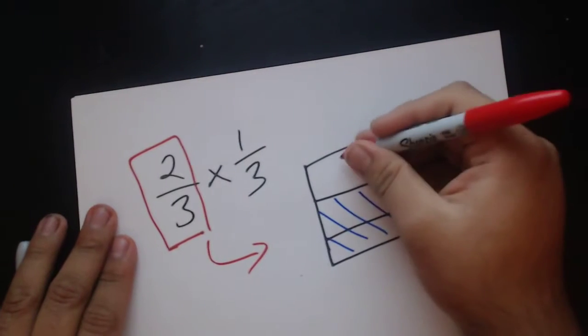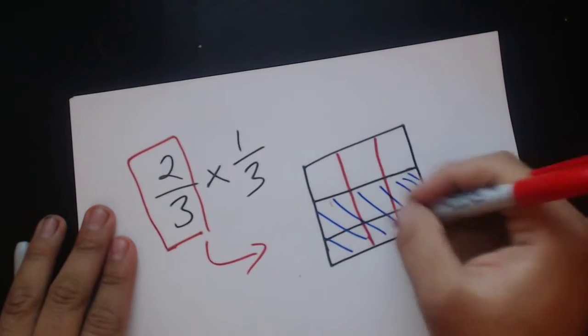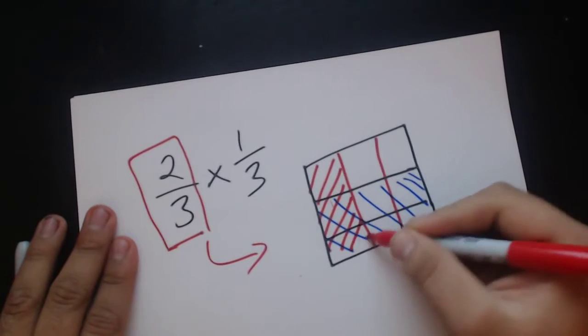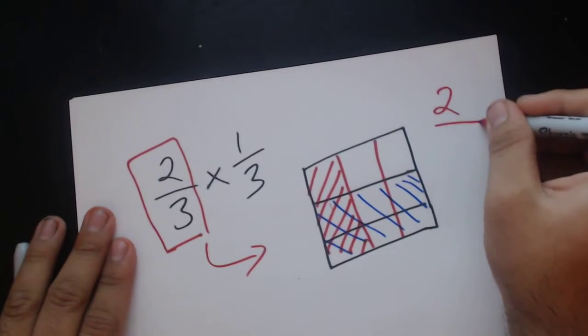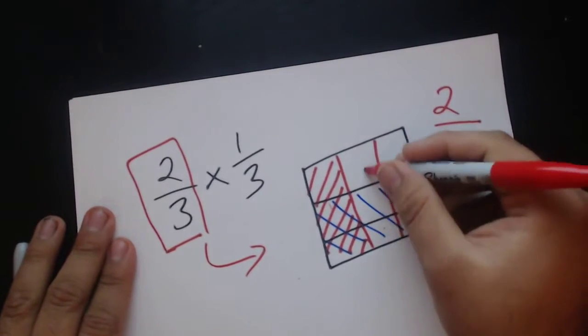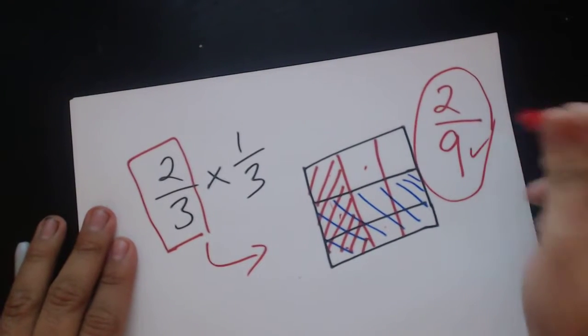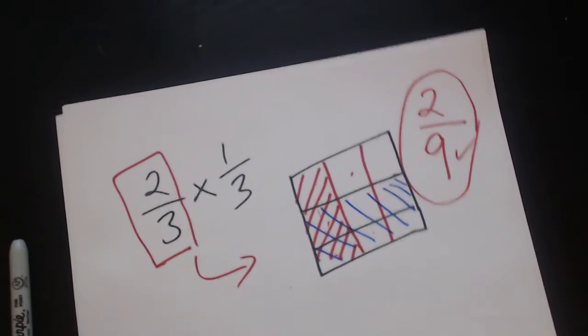Going down, that's 3 units going down. And I have 1/3 of those units. So now I see that my double shaded here, I have 2 over 1, 2, 3, 4, 5, 6, 7, 8, 9. 2 over 9 is our answer for this problem. And that is the fraction model for lesson 13.